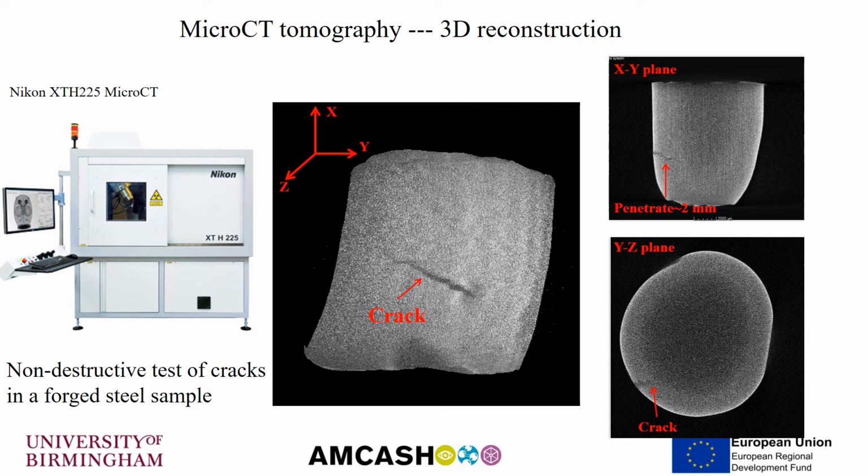The image in the middle is a 3D reconstruction of a forged steel sample with a crack on the surface. The 3D reconstruction allows you to get the cross-sections as you want. For example, we can have the cross-sections from the XY plane and YZ plane as shown in the image on the right. From these cross-sections, the crack is confirmed to be not only on the surface, but also to have grown into the material about 2 millimeters.